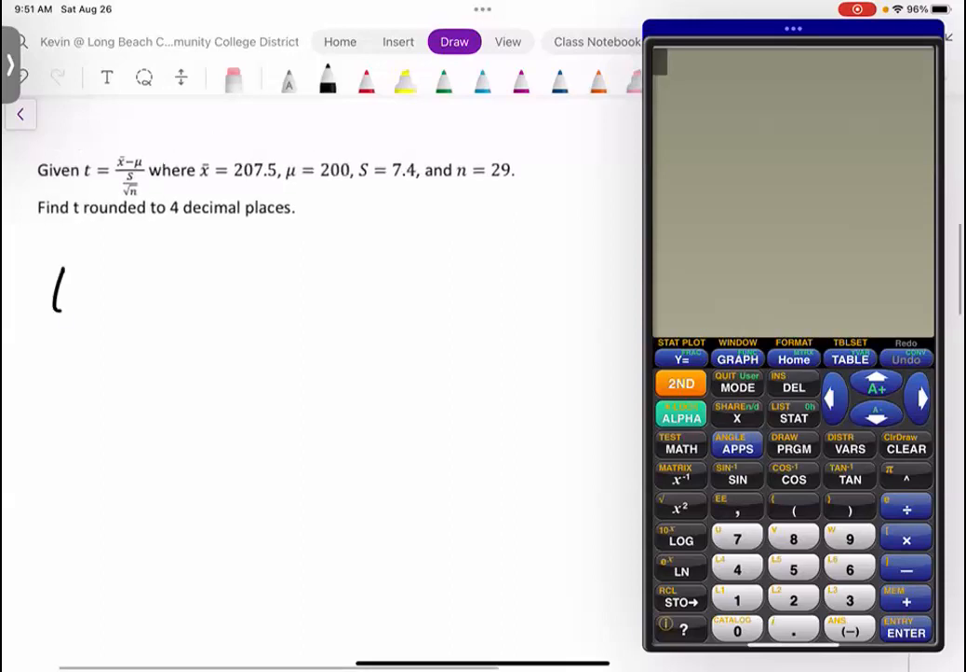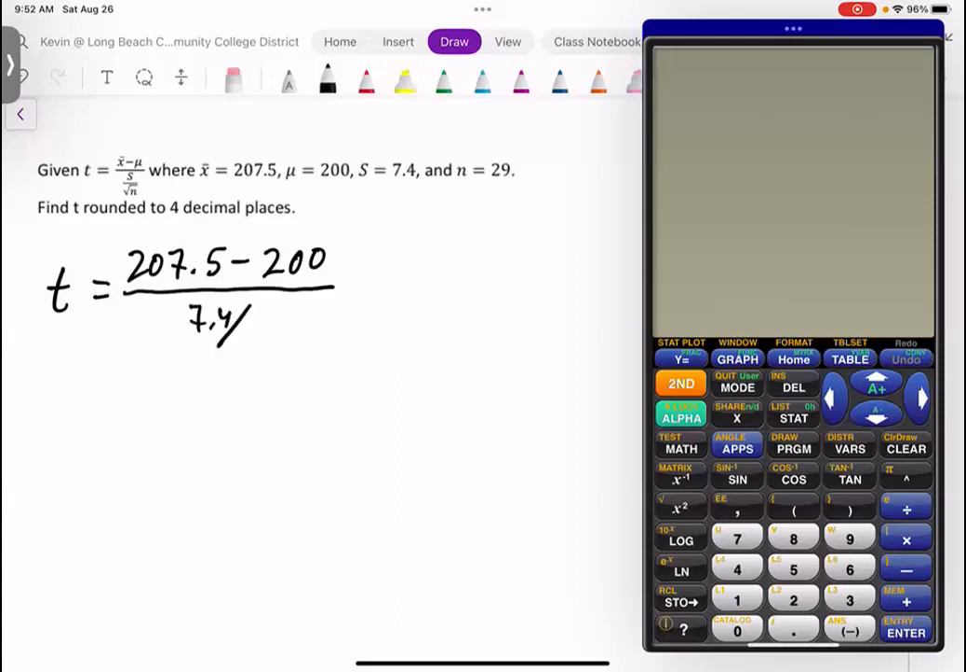So we're going to go t is equal to x bar, which is 207.5, minus mu, which is the 200. I'm going to notice that t is going to be positive in this case because 207.5 is larger than 200, divided by s, which is 7.4, divided by the square root of 29. So putting that in the calculator, I'm going to go parenthesis. Again, make sure you use the parenthesis. And by the way, your calculator may look different than mine. The interface may be totally different, but the process should still be exactly the same.